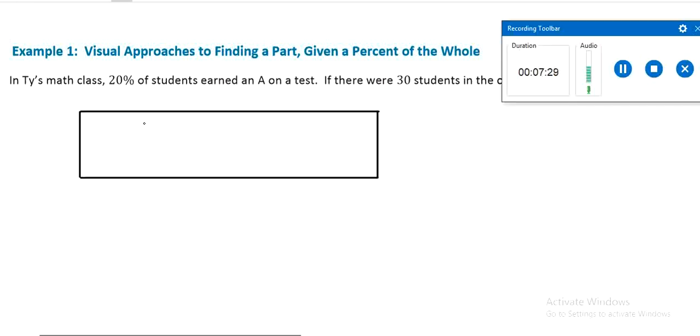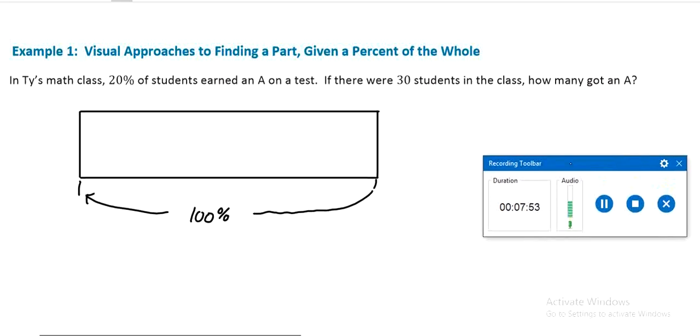You're going to start out making a box, all right? And this box is going to represent 100%. So from here to here represents 100%. If we filled in the box completely, that means we would have 100%. So going on from here, we want it to match this scenario where 20% of the students earned an A on the test.